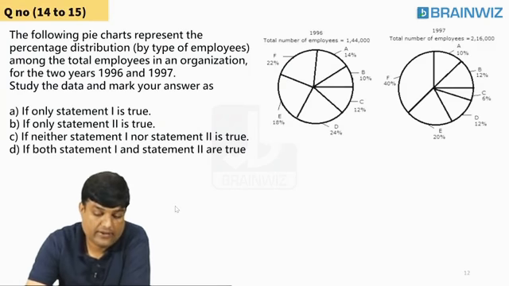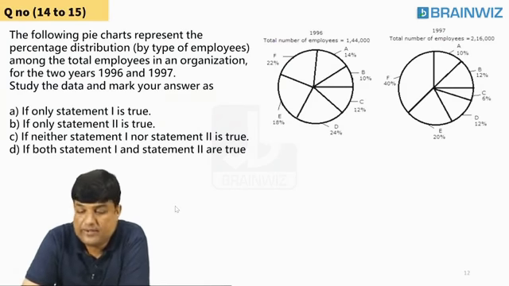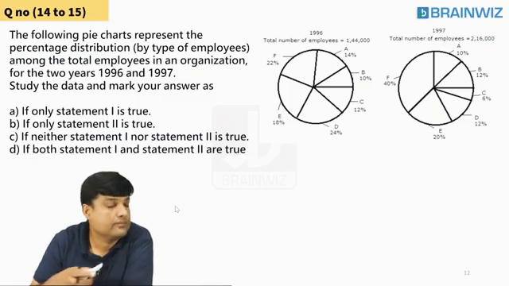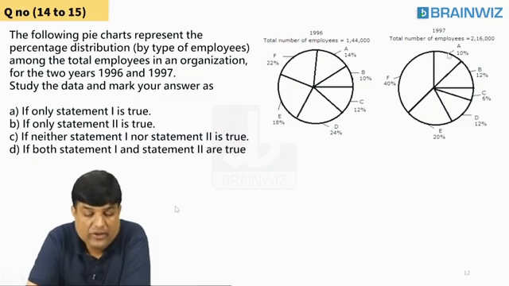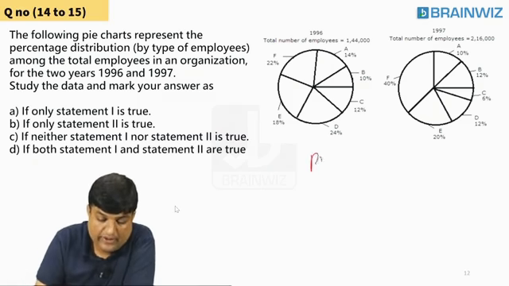What is said in this question? Listen, everybody. Now we are moving to a pie chart. In this, you have been given two pie charts, pie chart 1 and pie chart 2.